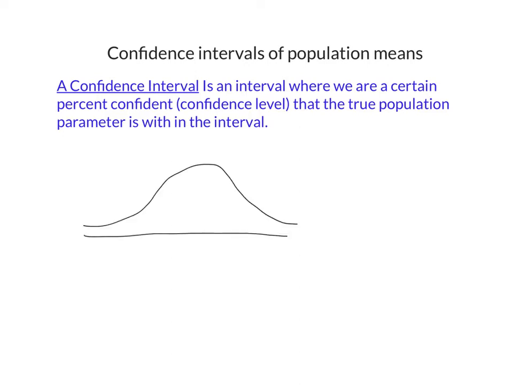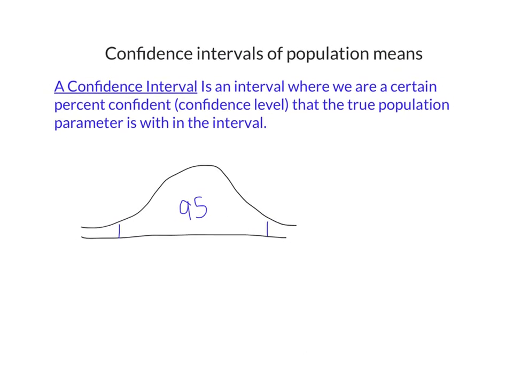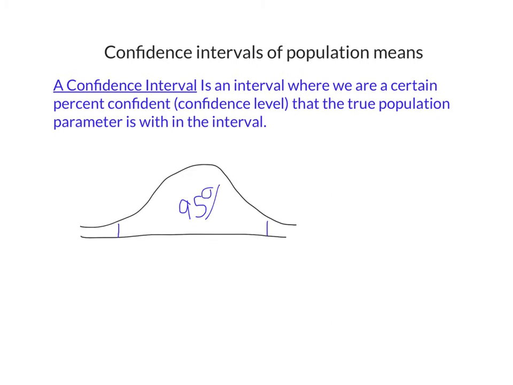Here is my normal distribution, and let's say that we want to find a confidence interval that relates to a population mean. We are going to find an interval. Let's say we want to be 95% confident. That means underneath our normal distribution, we are 95% confident that our population parameter or our population mean is going to be in this interval.